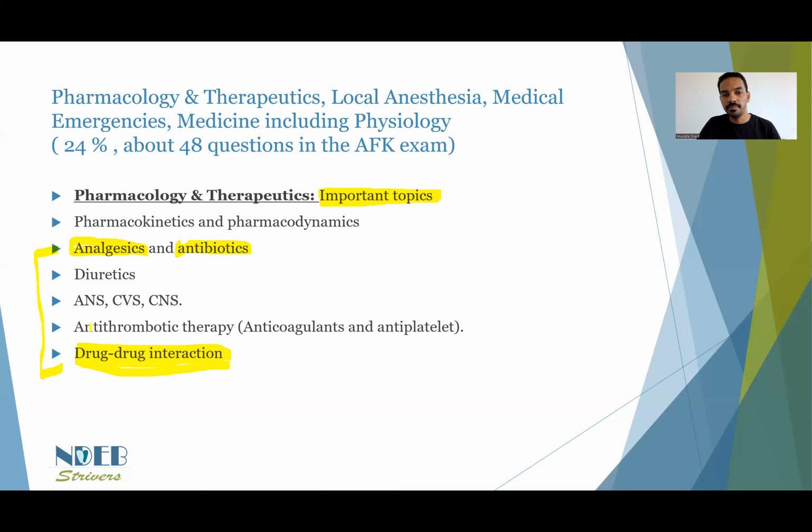The antithrombotic therapy is also a very important topic because it is related to anticoagulants and antiplatelets. It's very important and related to the bleeding emergency that can happen after dental surgeries or extractions. So it is also an important category in terms of pharmacology.